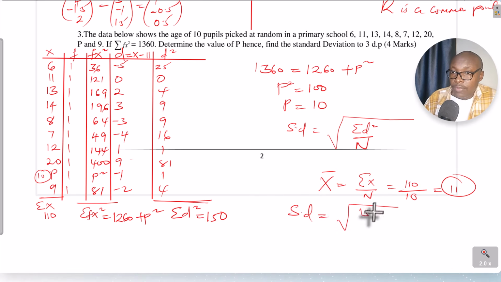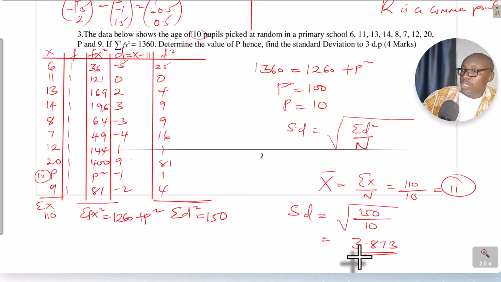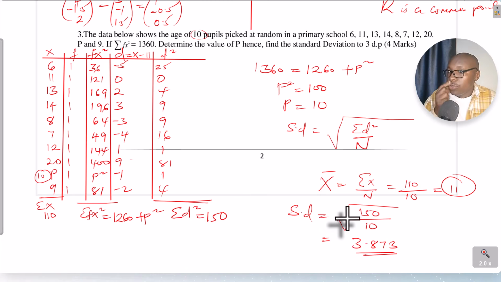So therefore, the standard deviation is equal to the square root of the summation of d squared, which is 150, divided by n, which is 10. N is the number of people, all of them are 10. So you get the square root of 15, which is 3.873. That is the standard deviation. So that is how you're supposed to solve that part.